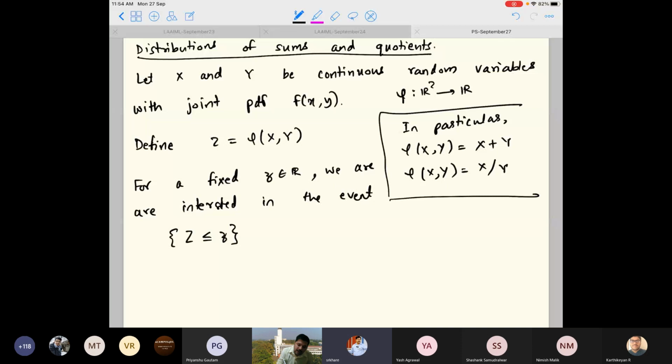Z is a random variable that you obtain from the random vector xy. For example, Z can be equal to x plus y, which takes real values only. It is not a vector; x plus y is a scalar random variable. Similarly, x divided by x square plus y square. These are the types of examples of phi xy that I am talking about. To find the density of Z, we are interested in this event because it gives rise to the cumulative distribution function CDF of Z, and once you have the CDF of Z, you can find the PDF of Z by differentiating.